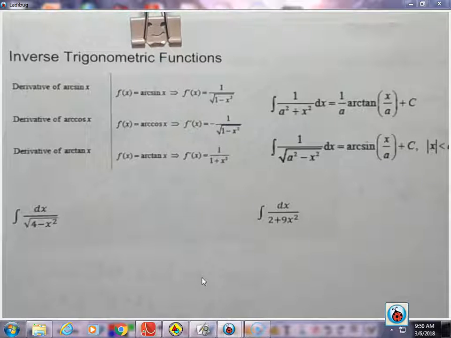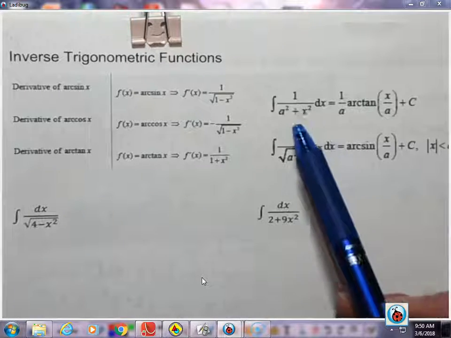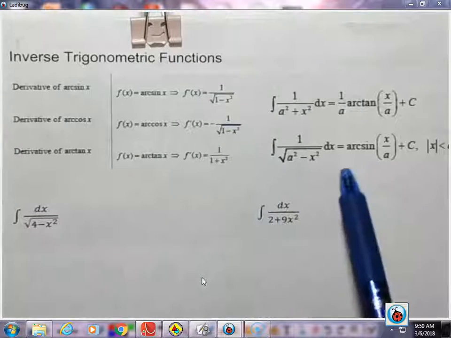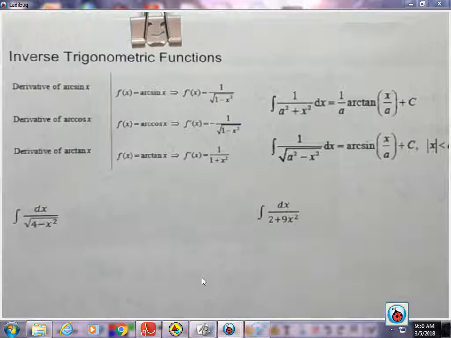All right, so if you remember, a long time ago, back in derivative land, we took the derivative of arc sine, arc cosine, and arc tangent, and those are the rules right there. But here we have the rules going backwards. Notice that we have 3 rules for derivatives, but only 2 rules for integrals. So we're going to try to figure out what that is.